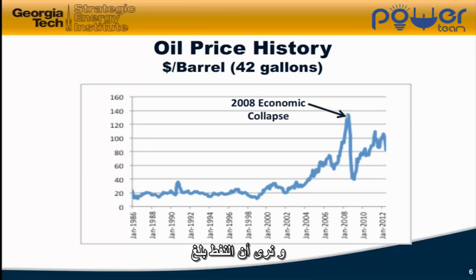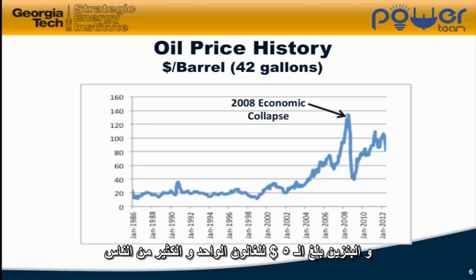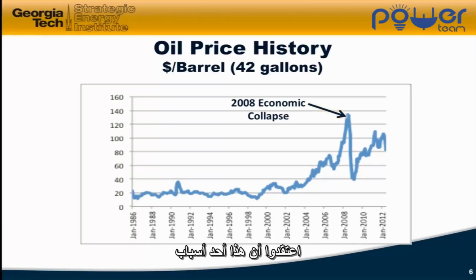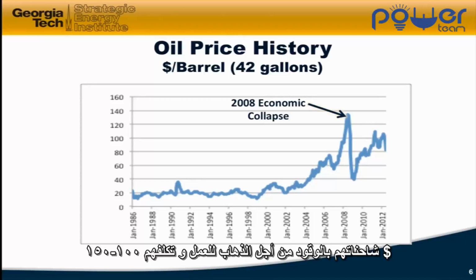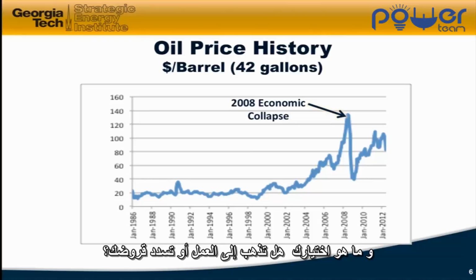And you see that the oil went to, on average that month, $130, $135 a barrel in 2008. And gasoline went to $5 a gallon. Many people believe that that is one of the things that caused problems with mortgages, when people were filling up their SUVs to go to work, costing them $100, $150 a month. They didn't have any money left over to pay their mortgage. And what's the choice? Do you go to work or do you pay your mortgage?